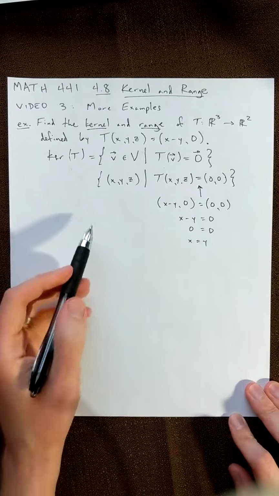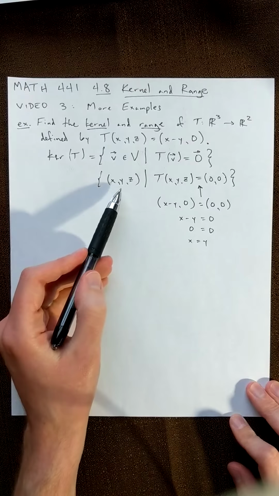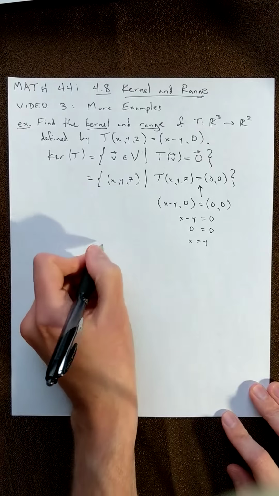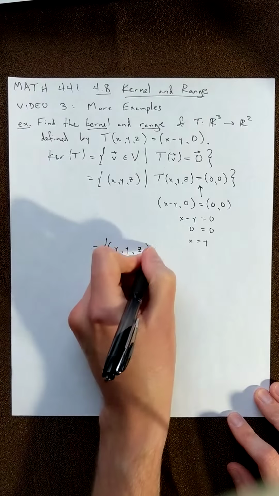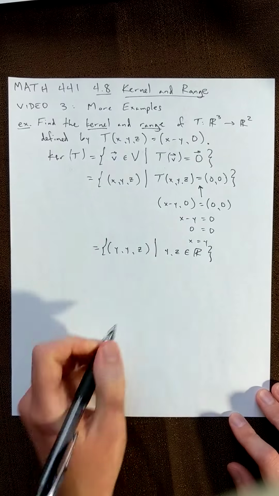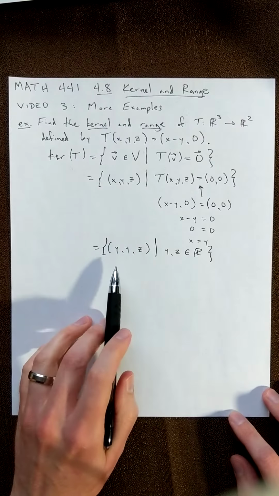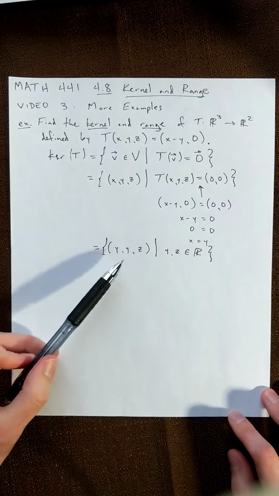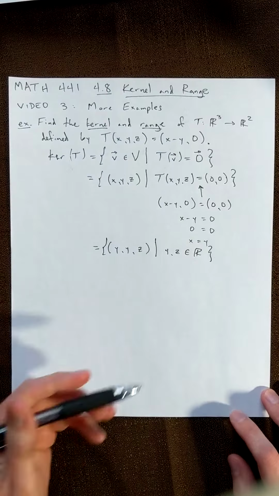Okay, so that means that our kernel can be described as: x has to be y, and z can be whatever it wants. So maybe a better way to write the kernel as a set is the set of all things that look like y, y, z. And then if we wanted to, we could come up with a basis for this set. But this is the kernel. This is all things that when you plug them into this linear transformation, you're going to get 0. And you might want to double check: if you actually take this and plug it into the function, you should get the 0 vector.